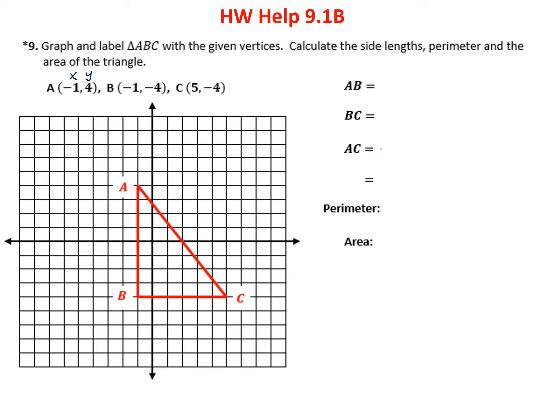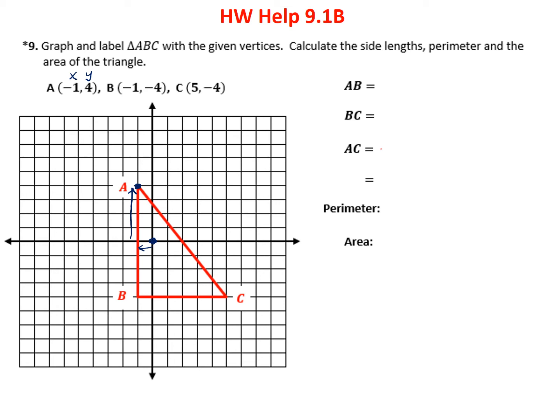is the y. So if I'm graphing point A, I always start at the origin, right here. The x is -1, so that means I go to the left 1. And then y is +4, so I go up 4. And there's my point. There's A.